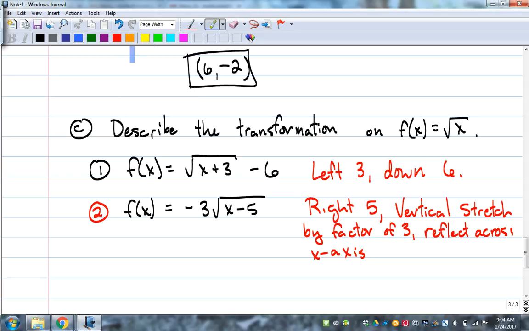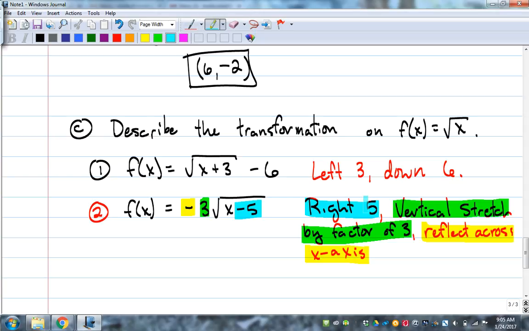And maybe if I highlight each part. So the negative is this reflection across the x-axis. That's what the negative part does. The number 3 does the vertical stretching. Okay. The right 5 is that -5 that's in there. That's what each individual part is doing. The negative out in front doesn't have anything to do with stretch or compression. It has to do with reflecting. If it's out in the front, it's across the x-axis. If it were inside here, it would be across the y-axis. Okay, that's the way that's going to go.